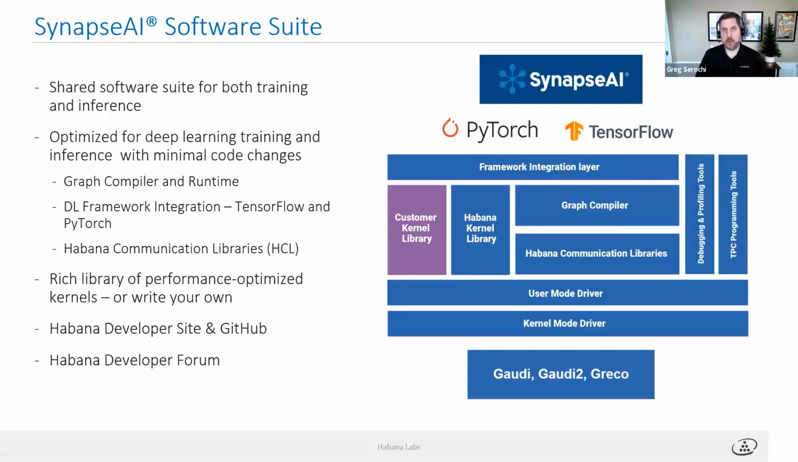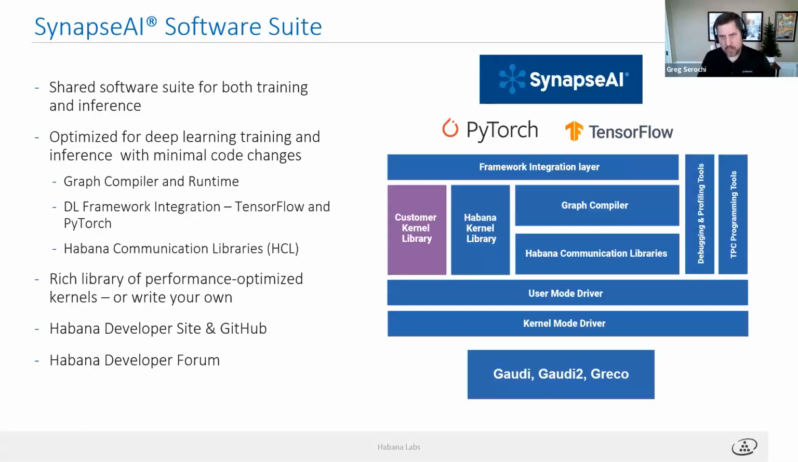So from a usage perspective, you don't have to worry about writing specific code or dealing with whether you're running on Gaudi, Gaudi 2, or Greco, running inference or training. The Synapse AI software stack will handle all those configurations. We're optimized for deep learning training and inference with minimal code changes to PyTorch and TensorFlow models. As you saw from the example we showed a minute ago, the code changes are very minimal to convert your PyTorch and TensorFlow models to run on the Synapse AI software stack.